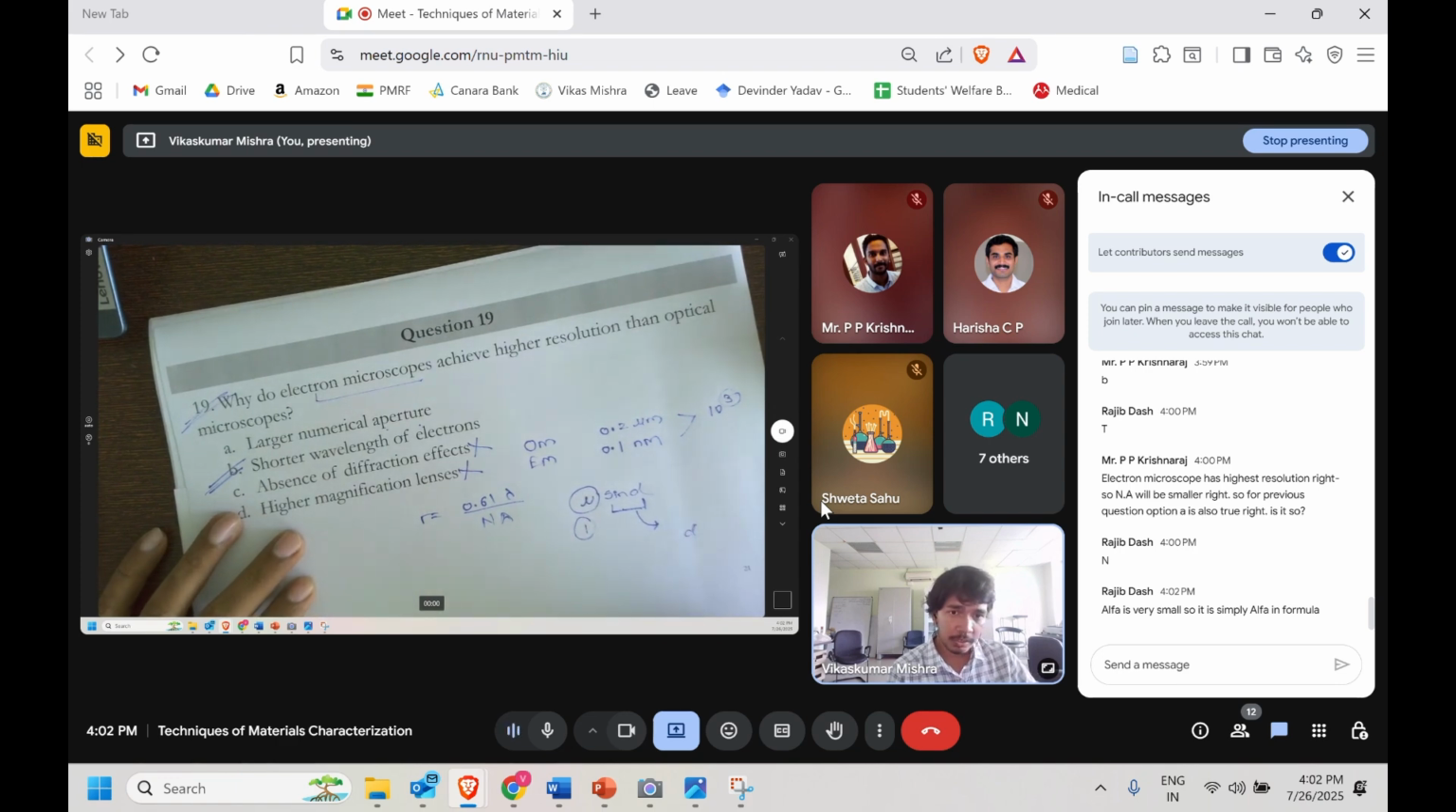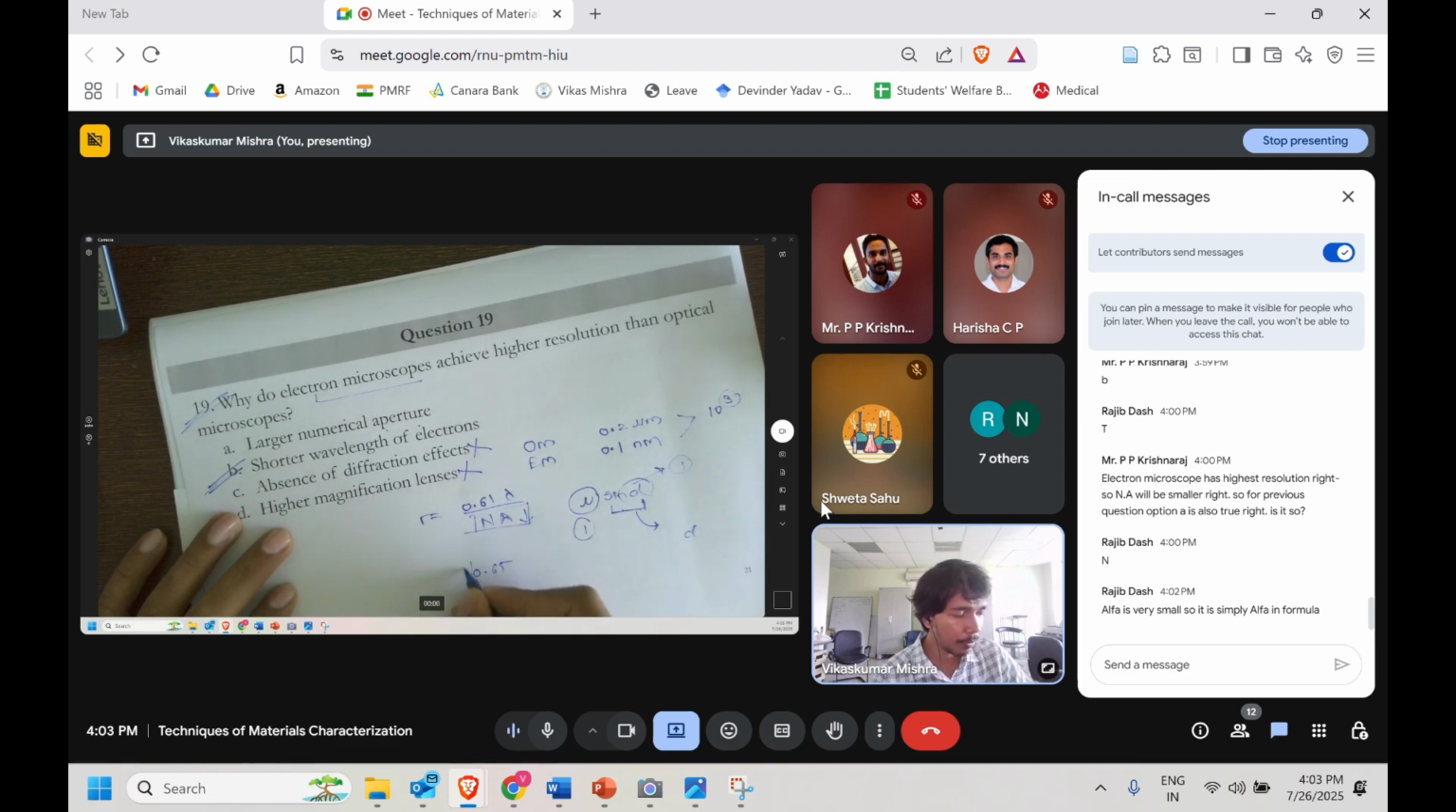This is small, that is true, right? So alpha we can decrease further. Alpha is going to decrease, so again this is only going to decrease. At most, we can make sin alpha 1. Someone is pointing out that alpha is very small, so it's simply alpha in the formula. That is also true, that's correct. So we can take it more or less to be alpha itself. The thing is that it cannot vary much.